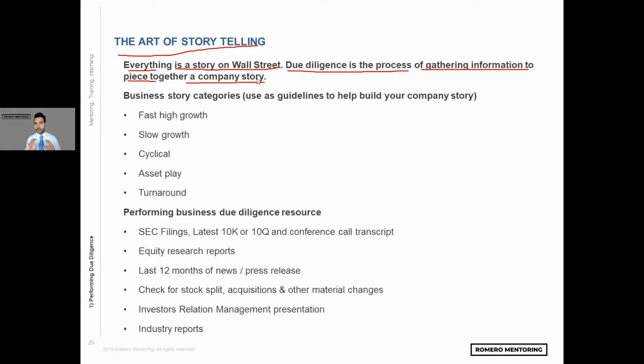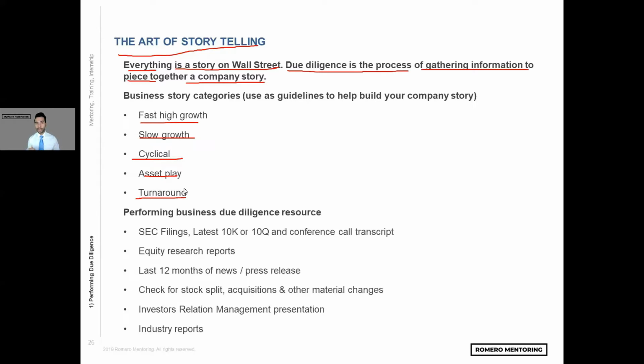Now, to help you better understand or recognize the story of a particular company, they really fall under 5 categories. Number one, is it a fast, high growth story? Number two, is it a slow growth story? Number three, is it a cyclical story? Number four, asset play. And number five, is it a turnaround or restructuring story? And we're going to be able to identify what that company's story falls under by simply looking at the financial statements of that particular company. And we're going to use a specific example as we continue along the slide.